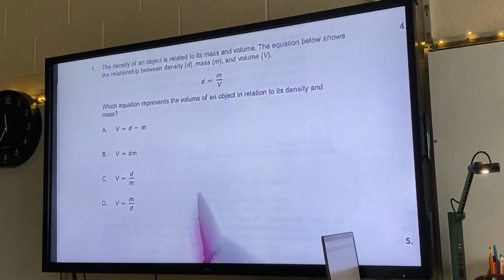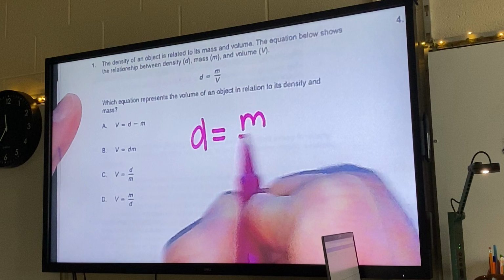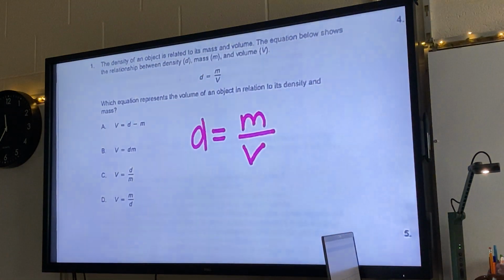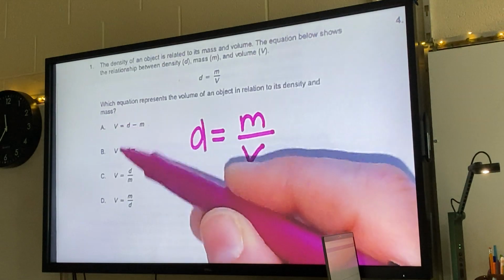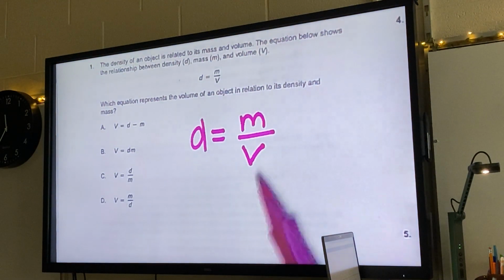So I'm going to rewrite that because it's kind of tiny. D equals M over V. It says which equation represents the volume of an object in relation to its density and mass. Maybe if that sounded complicated and you don't know what they want you to do, look at the answer choices. They all start with V equals. So what do they want me to do? They want me to get V by itself.